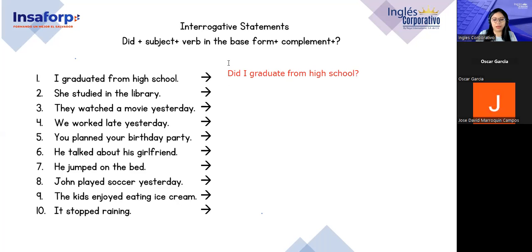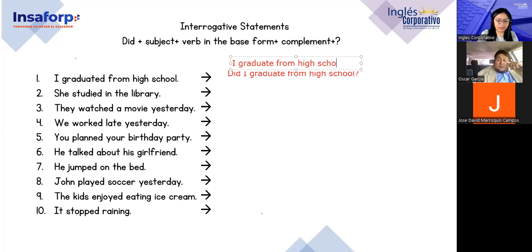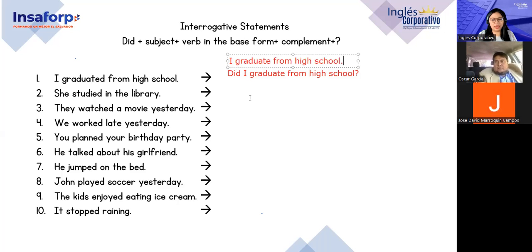Si yo pongo y comparo la oración aquí arriba, I graduate from high school. Mira, tengo acá. ¿Cuál es la diferencia? ¿Qué he cambiado? ¿Qué he agregado? ¿Qué he movido de una afirmativa a una interrogativa? What is the switch that we need to do? The auxiliary verb. Exactly. So, only add the did.